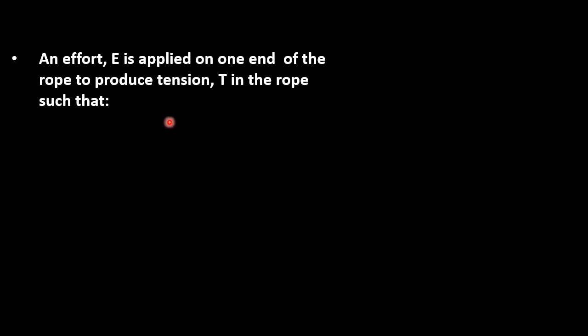So on the pulley, a force called effort, denoted by the letter E, is applied on one end of the rope. Remember that a pulley has a rope. So when such a force is applied on the rope, it produces tension, T, tension in the rope. Tension, in other words, is the force which builds up in the string when it is pulled.